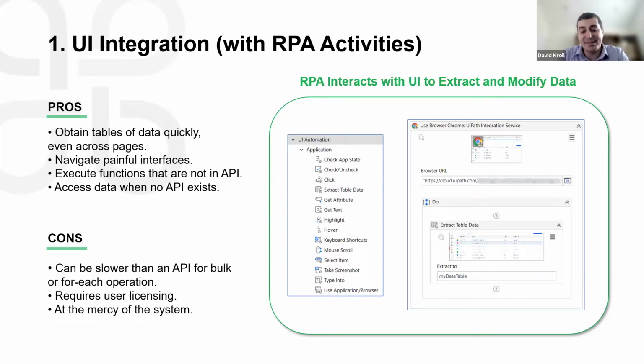On the con side of things, it's usually a bit slower than an API, especially when looping through multiple items or trying to execute batch operations. You'll need a user license to the systems and services that you want the robot to interact with. And of course, we are often at the mercy of the system. So if the interface is slow, guess what? So is the robot.